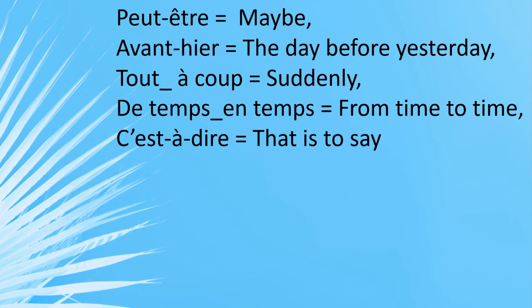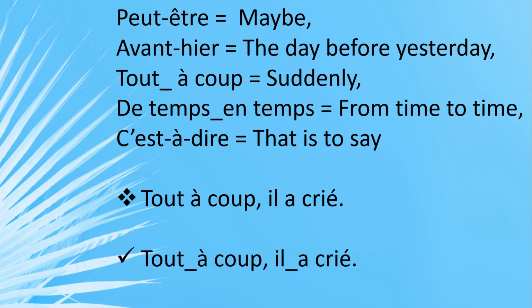Here is a sentence that tells me where the liaisons are. Okay, there's two liaisons. One for the tout à coup, which is suddenly, and also il a. You remember that il is compulsory. You need to have a liaison with il. So il a crié. Suddenly, he shouted.